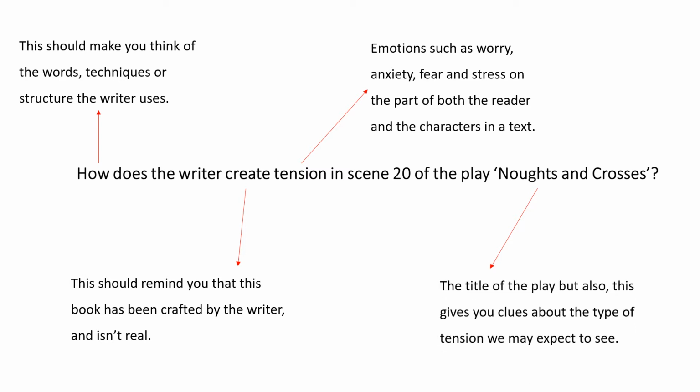Finally, I've just done a little arrow from the title Noughts and Crosses. If you're answering this in an exam, you'd probably know the text perhaps. However, the title should give you clues about the type of tension we may see. The game Noughts and Crosses means that you take a side each. So this is implying that there are two sides in this story. So perhaps we're seeing some tension between these two sides, which you can probably link to the front cover that we saw briefly on a couple of slides ago.